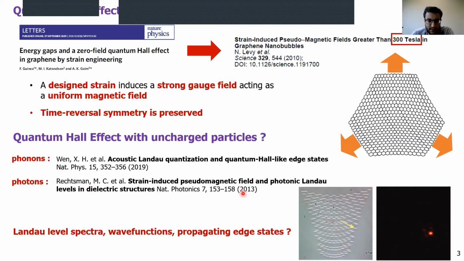Up to now, there is only one paper dealing with strain engineering for photons. It's by Rechtsman, in a lattice of coupled waveguides. In this paper, they use a trigonal strain, as you can see here on the lattice, and they excite on the edge and observe some localization due to Landau levels. But some very interesting features of photonic Landau levels remain unexplored, such as the Landau level spectra, the wave function, and propagating edge states.